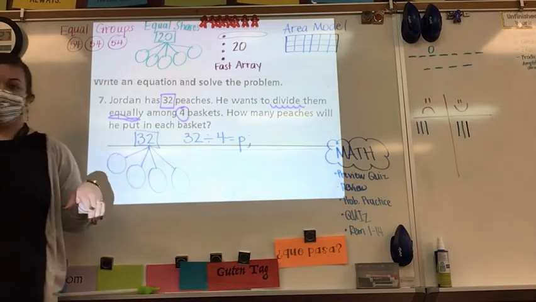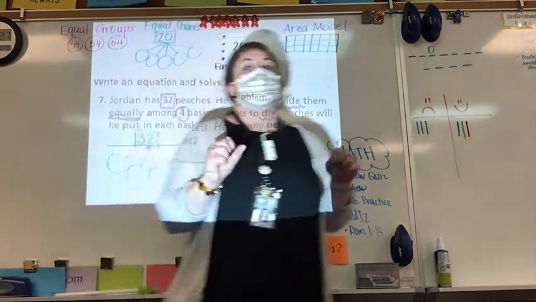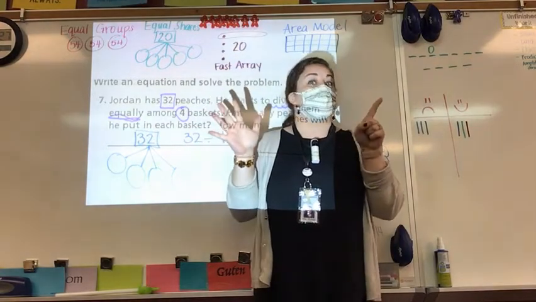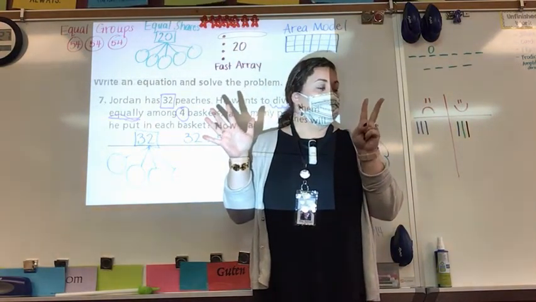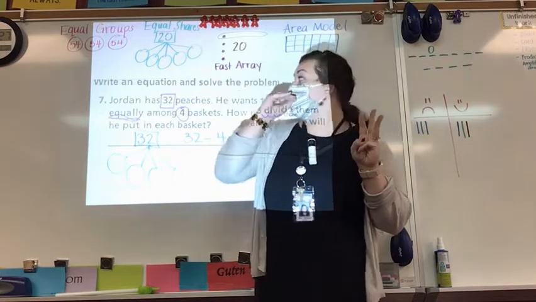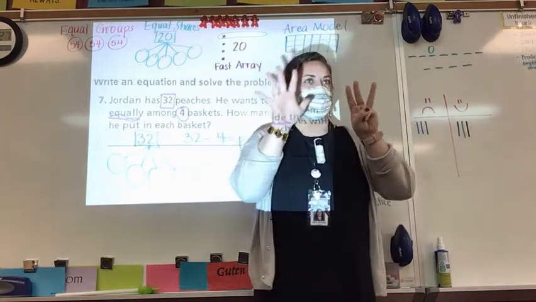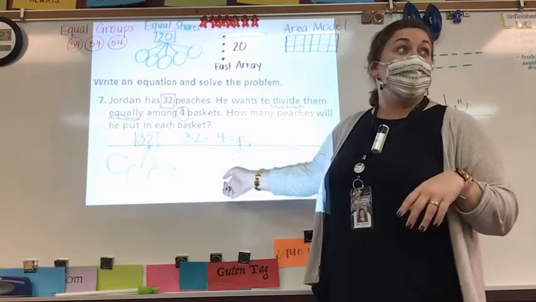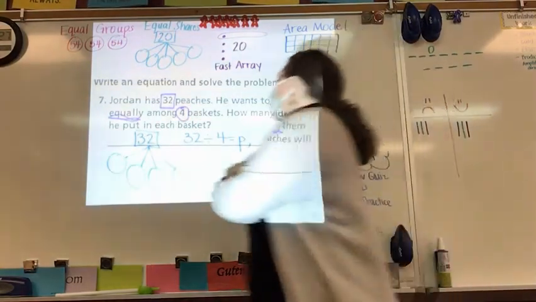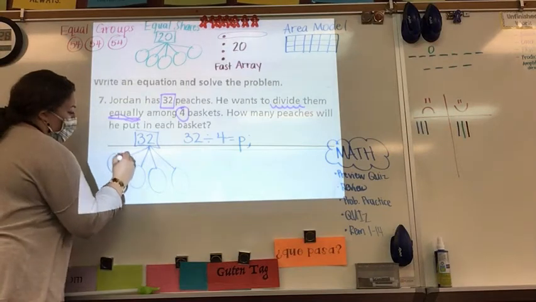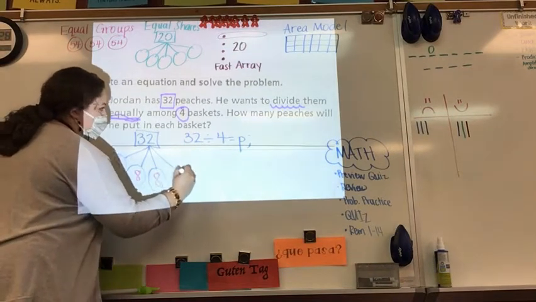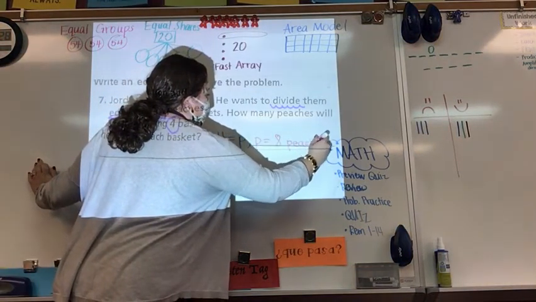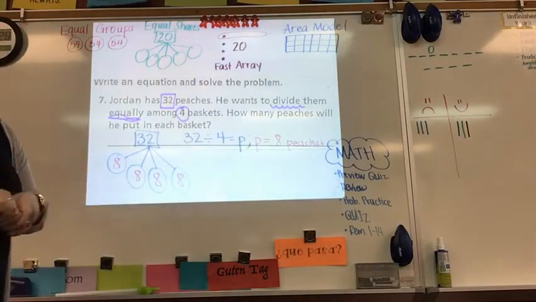Are you ready to count with me? 4, 8, 12, 16, 20, 24, 28, 32. I only have to go to 32, right? How many times did I have to count by 4? 8. So that means that there's 8 in each group. That means you either have 8 dots or the number 8. And my answer is 8 peaches. Please erase.